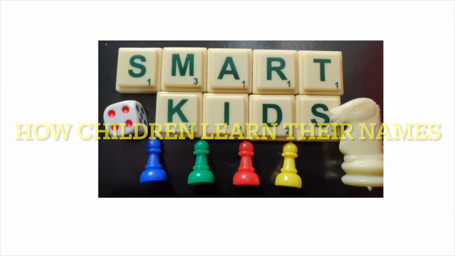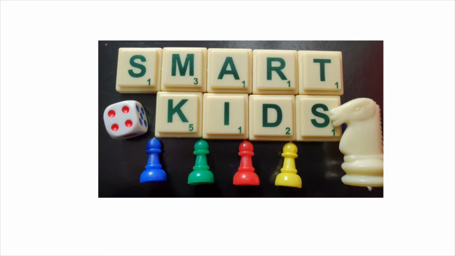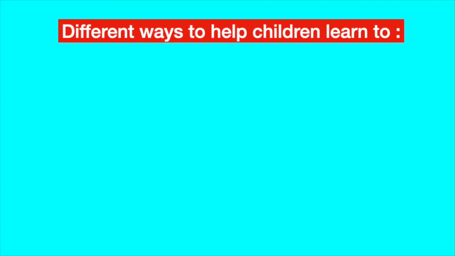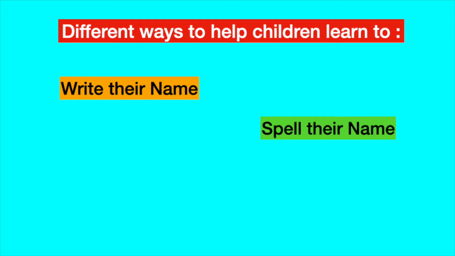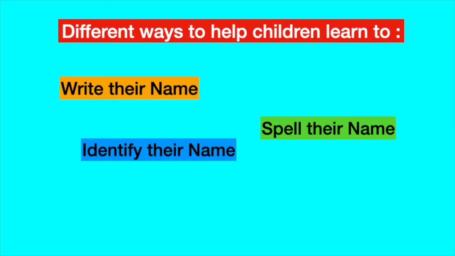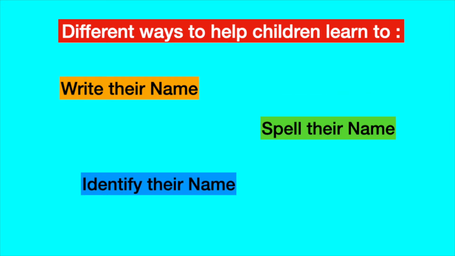In today's video, we will discuss three topics on the different ways to help children learn. The first one is how to teach kids to write their name. The second one is how to teach their name spelling. And the third one is how they can identify their name among so many names.